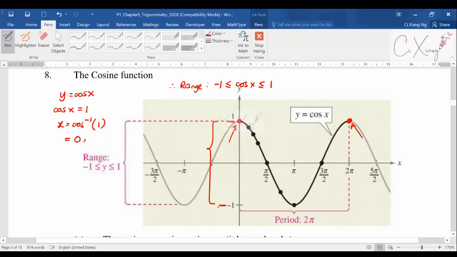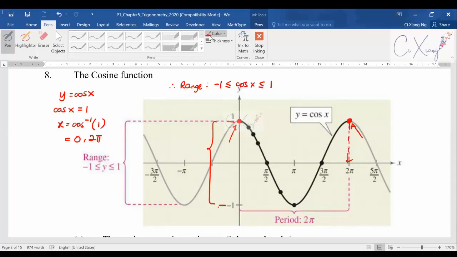Therefore, again, you can only get the next value from the graph itself. You cannot go through the quadrants and get the answer. From the graph here, you can see that when x equals 2 pi, your y equals 1. All these values, you can only get from the graph.